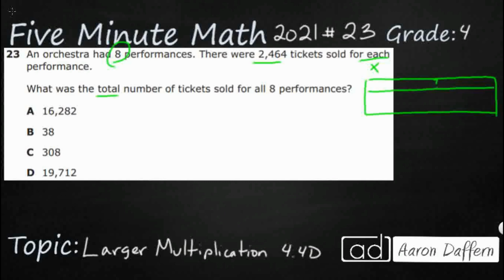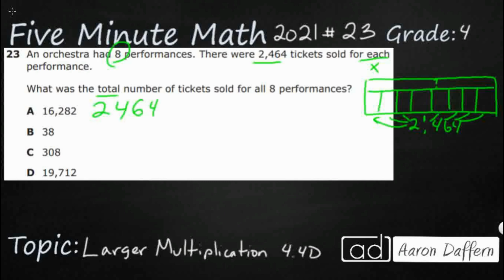So we've got our total that we're looking for, total for all 8 performances. If we want to draw 8, then cut it in half. Got your halves and halves to make fourths, and then cut your fourths in halves, and you've got 8. So I've got eighths right there, and inside each one of these is going to be 2,464. So I can either skip count by 2,464 8 times, but I don't really know how to do that. You can also just multiply. So we're going to do that in just a moment.